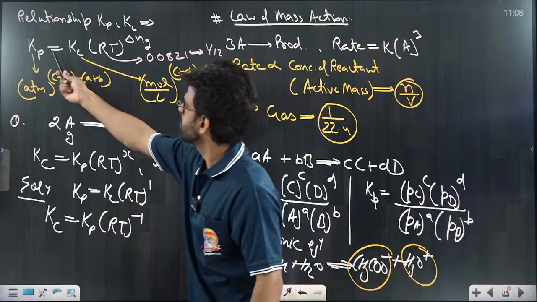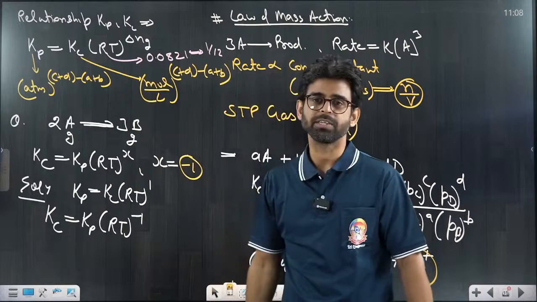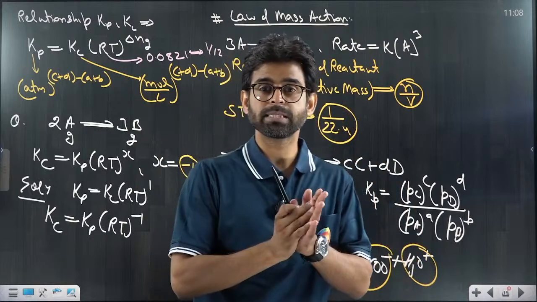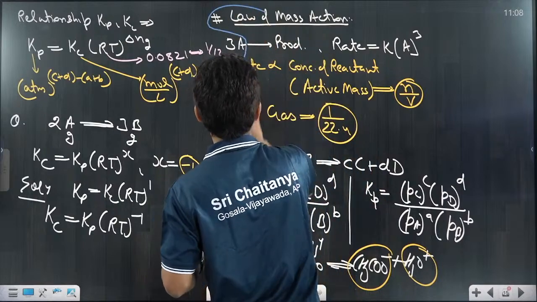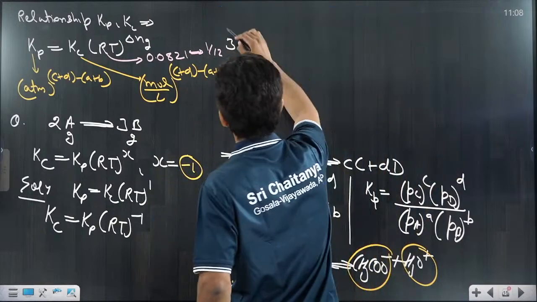Actual formula is Kp equals Kc (RT) power delta Ng. Don't make this type of mistake. Okay, easy question, but be careful. Avoid silly mistakes in the paper, right?